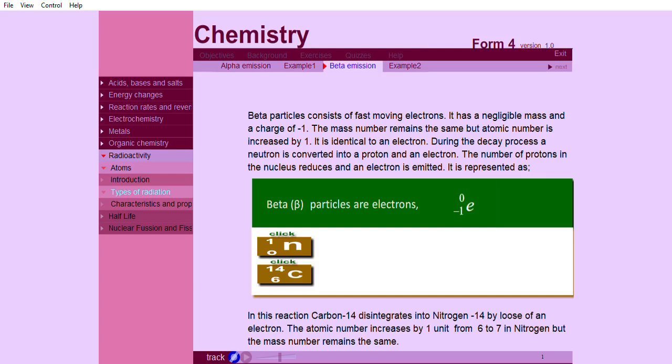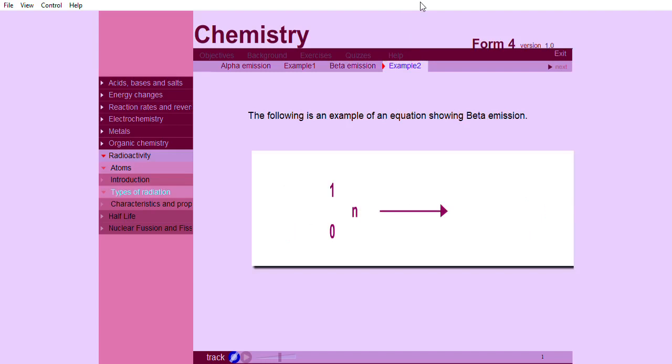It is represented as shown. In this reaction, carbon-14 disintegrates into nitrogen-14 by loss of an electron. The atomic number increases by 1 unit from 6 to 7 in nitrogen, but the mass number remains the same. The following is an example of an equation showing beta emission.